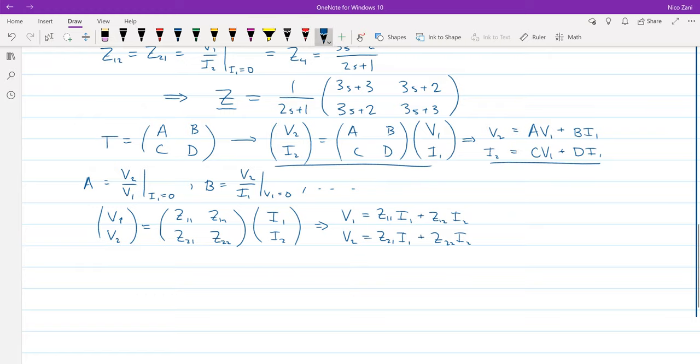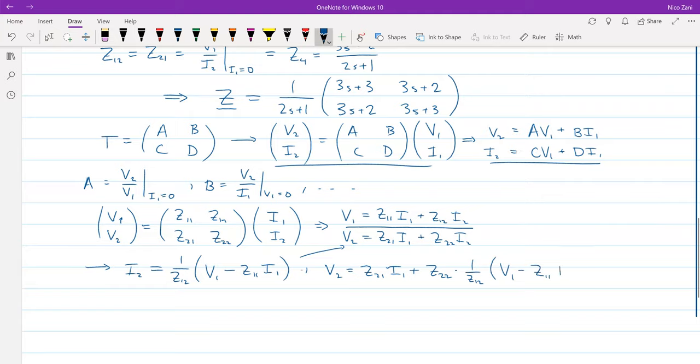So, where do we start? Well, we see that this equation right here has V1, I1, and I2. So we can very easily convert this into an equation just in terms of I2, and say that I2 is equal to 1 over Z12 times V1 minus Z11 I1. Next up, we can plug I2 into this equation right here and say then that V2 equals Z21 I1 plus Z22 multiplied by 1 over Z12 times V1 minus Z11 I1.